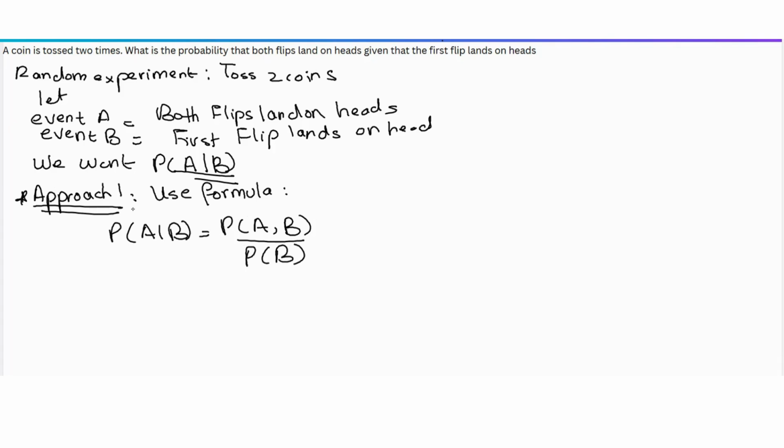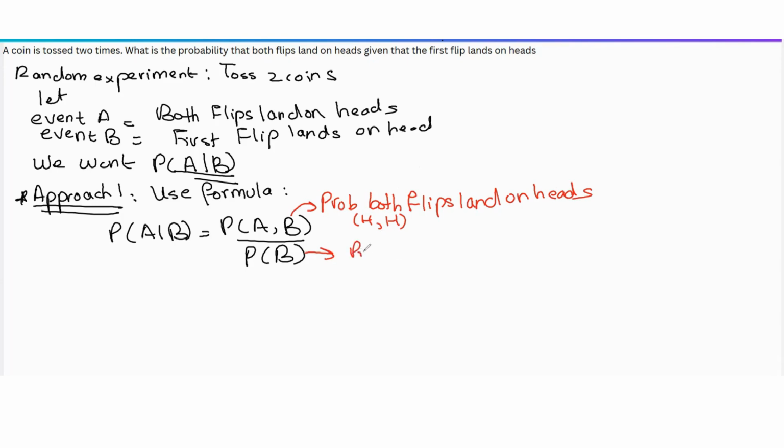In this context, what is probability of A and B? Probability of A and B is the probability that both flips land on heads and the first flip lands on heads. So this is essentially the probability both flips land on heads, right? And this is essentially the outcome head-head, because once you have this, both events A and B are satisfied. When both flips land on head, the first flip is automatically landing on head.